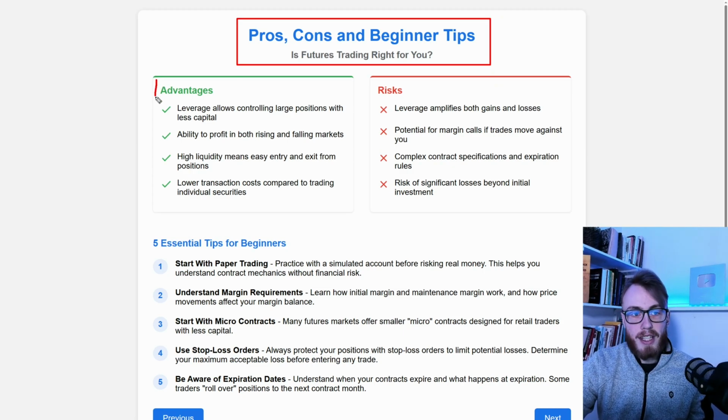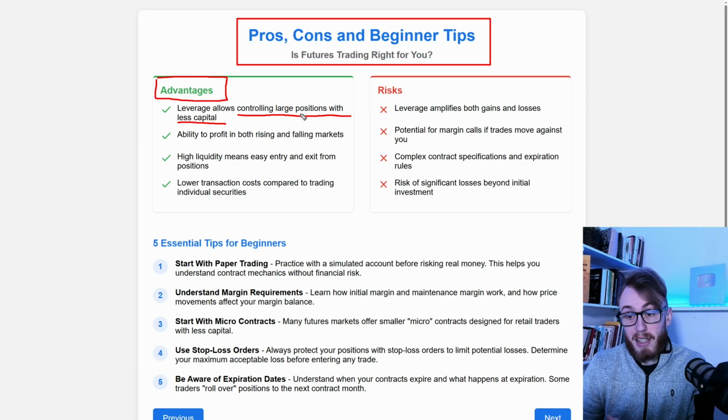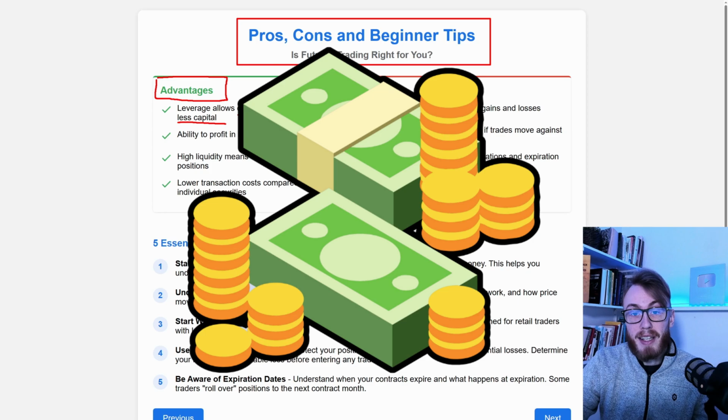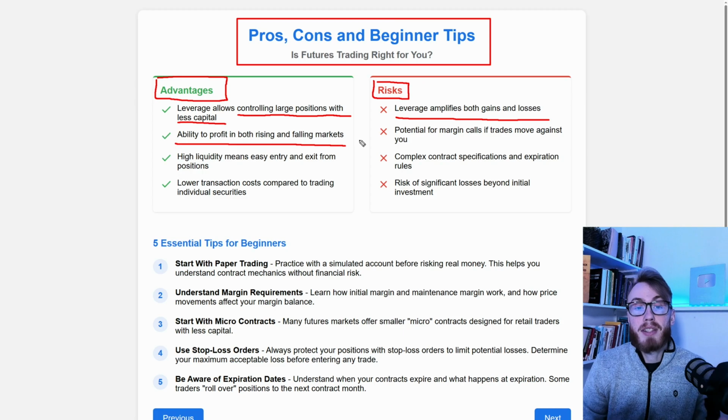Well, some of the advantages here is that with leverage, you can control large positions. So when the market goes up, say 5%, if you're using 10x leverage, you make 50%. So you can, of course, make a lot of money that way. But leverage is a double-edged sword because leverage amplifies both gains and losses. That is very important. Another big advantage of futures is that you can profit in both bull and bear markets. You can profit from the price going up and you can profit from the price going down.